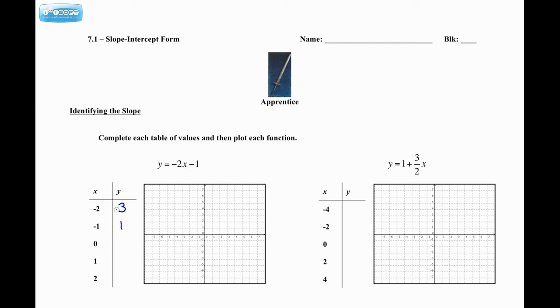Okay. And we can continue all the way down. So that's going to give us -1. It's going to give us -3. And that we get -5. Right? So we now have 5 ordered pairs. So let's plot these dots. So that goes here, this one there, and there.